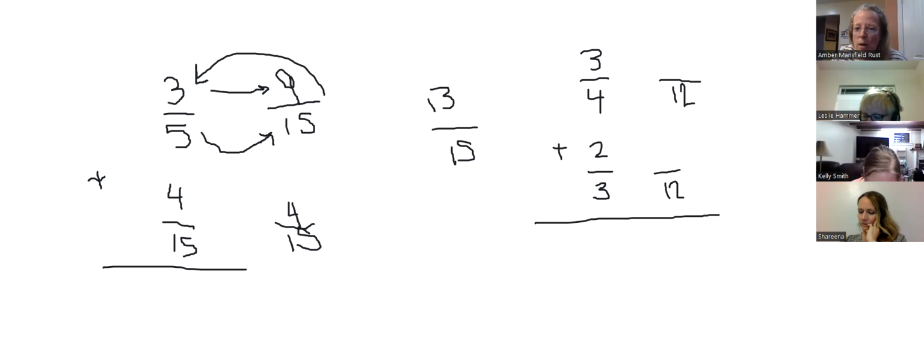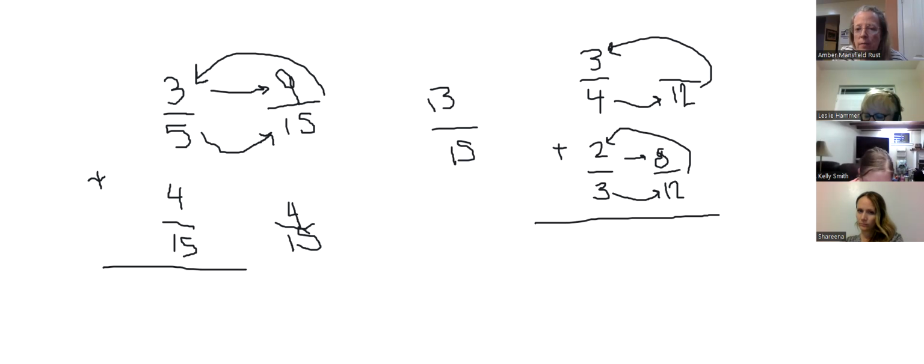So 3 into 12 is 4. 4 times 2 is 8. And then same thing up here, 4 into 12 is 3. 3 times 3 is 9. So then 9/12 plus 8/12. 17/12. Yeah. So that's how you find the common denominator.